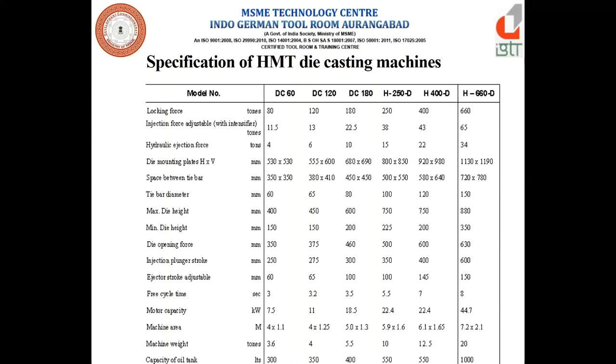Different parameters that we have to look into are locking force, injection force, hydraulic ejection force, space between the tie bars, and die mounting plates. So all these parameters are required to be considered at the time of design of any die casting die.